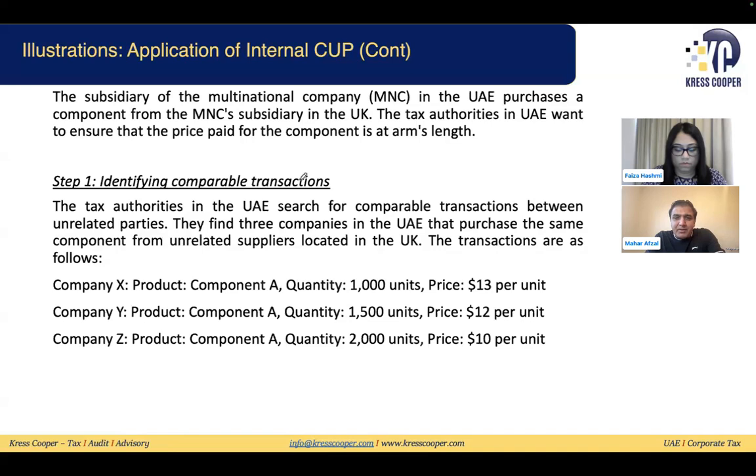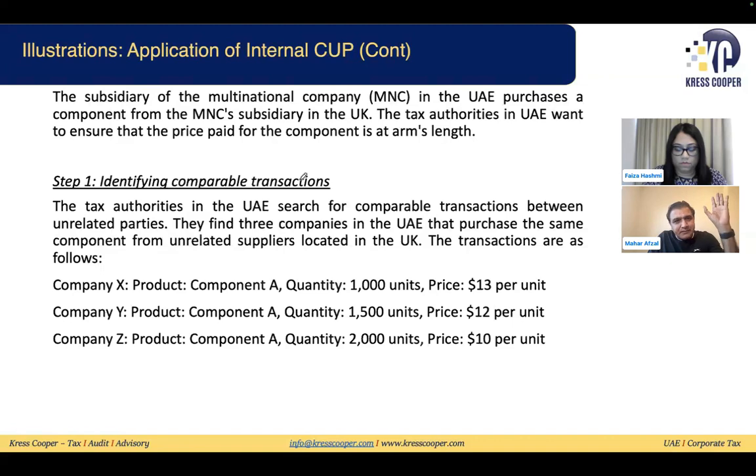Comparable uncontrolled price for the unrelated party. This is the external CUP. They find three companies in the UAE. They purchase the same component from the unrelated supplier located in the UK. The transaction is the same, the quantity is the same, the markets are the same, UAE and UK, the supplier is the same.